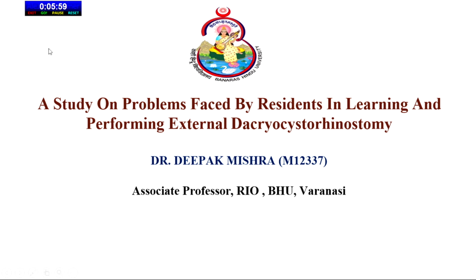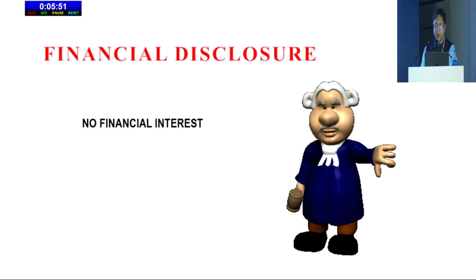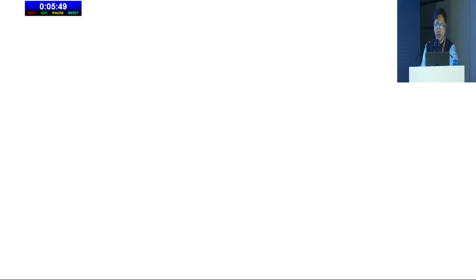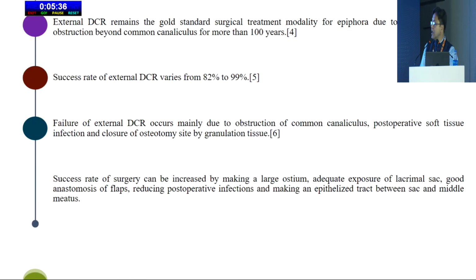Respected judges and dear friends, mine is a very simple study on the problems faced by a resident during DCR. There is no financial interest. As we all know, DCR is a prominent cause of ocular morbidity in India and almost the most common cause for the EP4A. External DCR has remained the gold standard treatment for more than 100 years. Everyone is doing this, and the success rate of DCR varies from 82 to 99% in various studies.